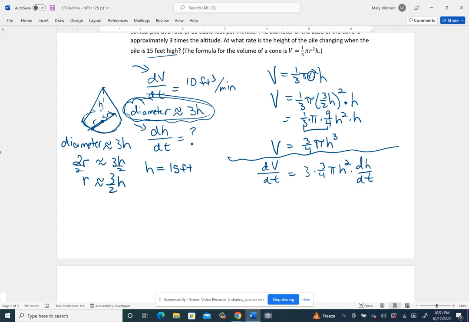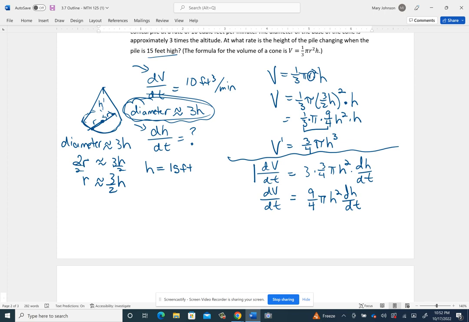Okay, so the derivative of the volume, that was to the 1st power, so it was 1 dV/dt. And then over here, we had all this other stuff. All right, so simplifying that formula before we plug in, I'd get 9/4 pi h squared dh/dt.